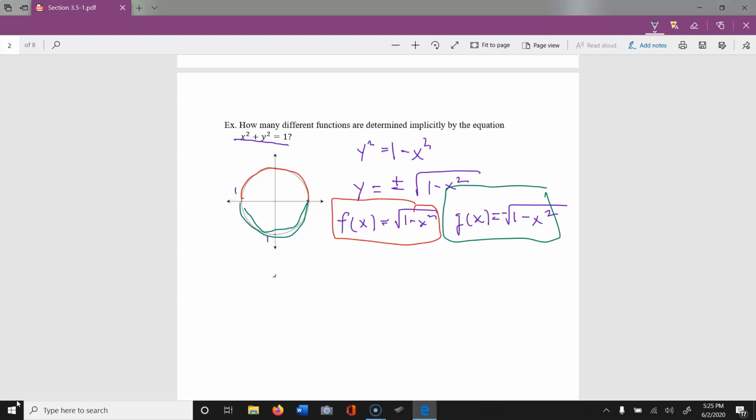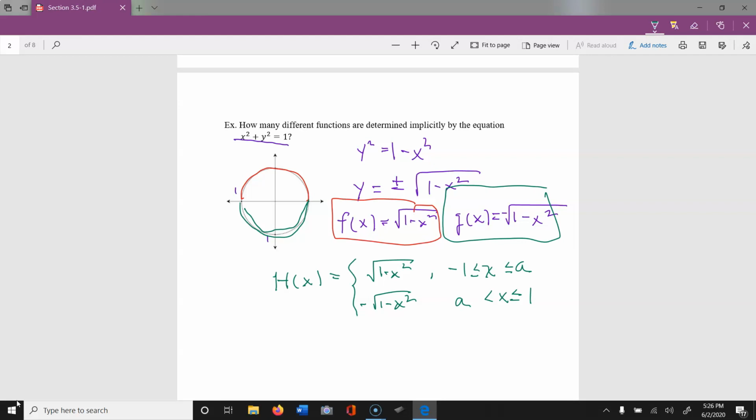I could have, let's say, constructed the function h of x, and I'll do it piecewise. So h of x is made up of the square root of 1 minus x squared, and then minus the square root of 1 minus x squared, where the top function is going to range from -1 to a, and then the bottom function is going to range from a to 1. Okay, and so if I construct a function in this fashion, well, then the equation is also determined implicitly by this function.